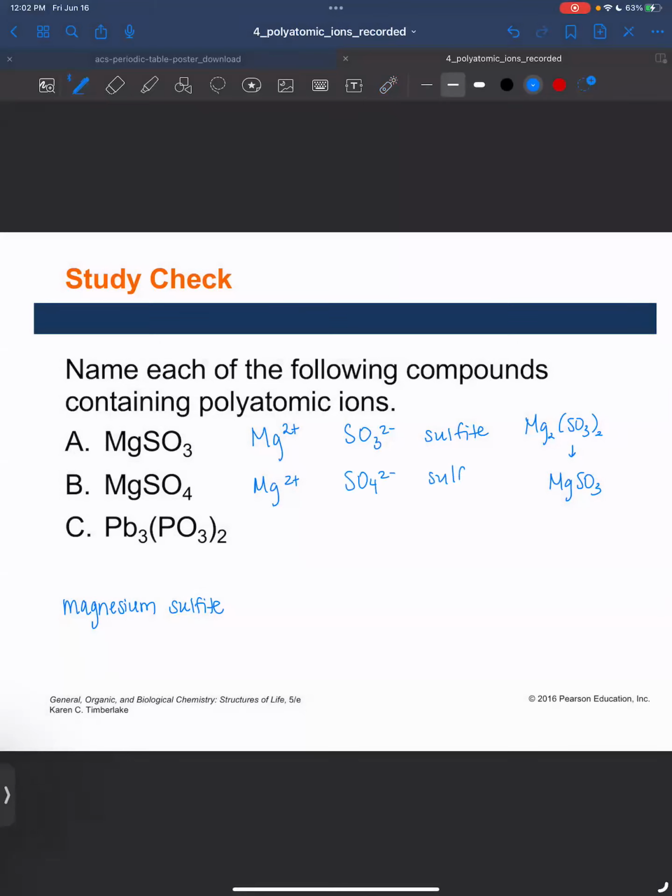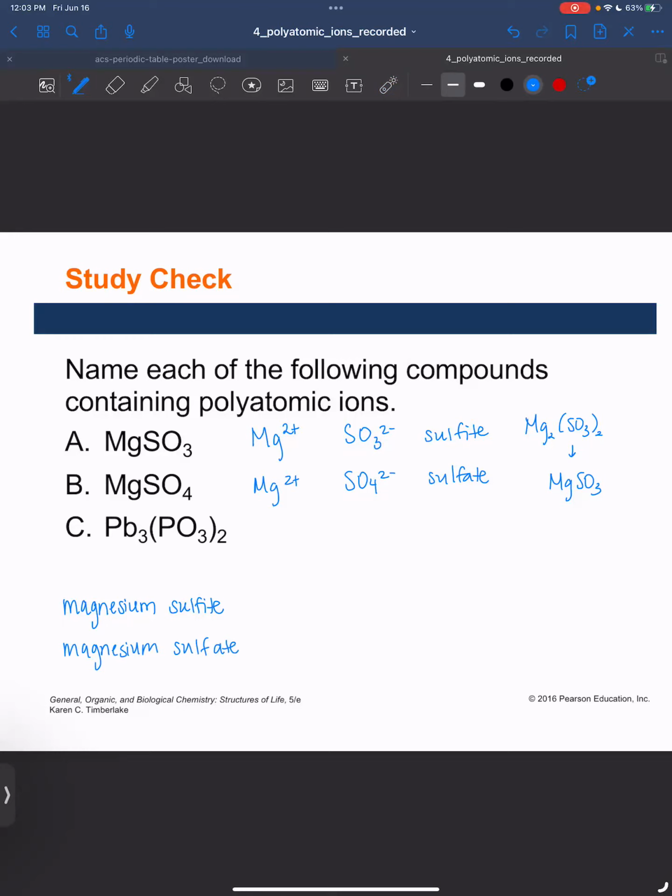Remember earlier we recognized patterns for some polyatomic ions. If there's the greater number of oxygens, it ends in -ate; one less ends in -ite. So that's an example of that pattern there. We're going to write the name magnesium, keep the full name of that cation, and then the polyatomic anion name is sulfate.